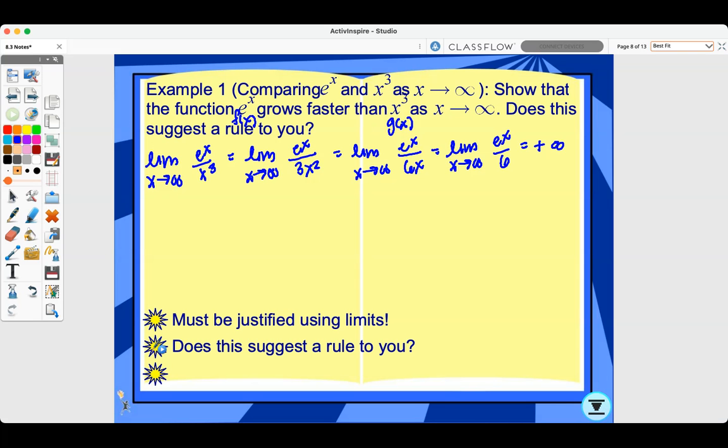Does this suggest a rule to you? And you should be thinking it does. And the rule is exponentials grow faster than polynomials.